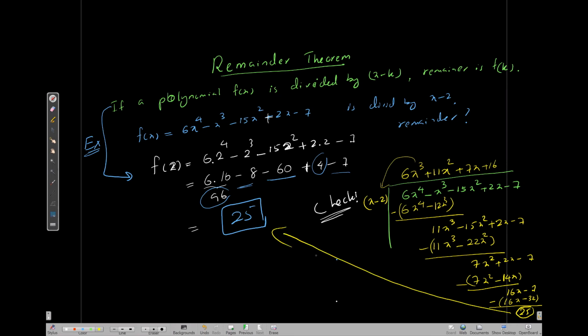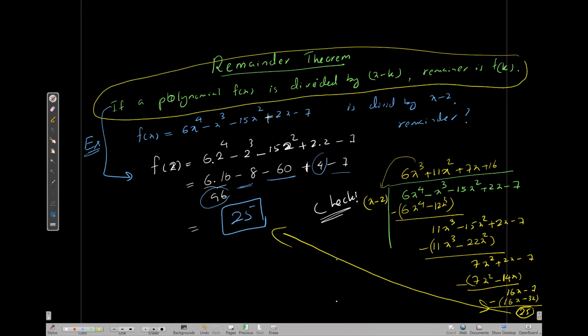See, that is correct. So if you just need to find the remainder, you can use this remainder theorem without actually using the longer division. Now let's see actually why this works. A theorem must have a proof. So this is the proof.